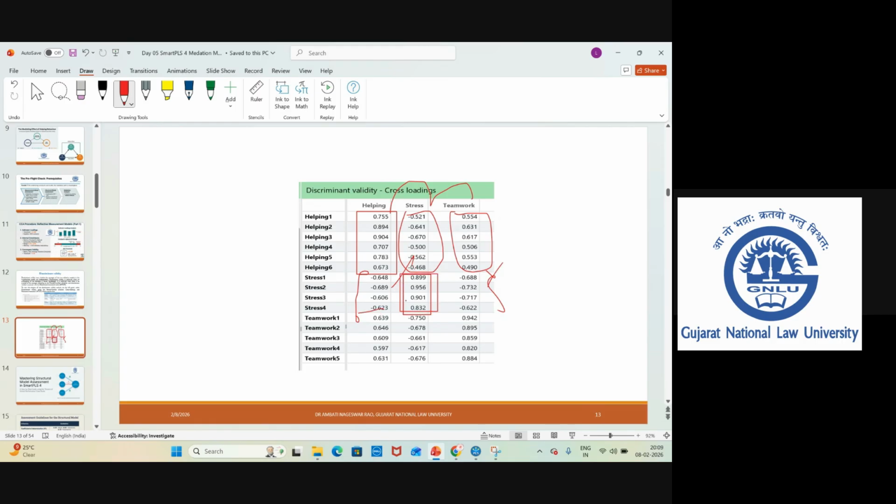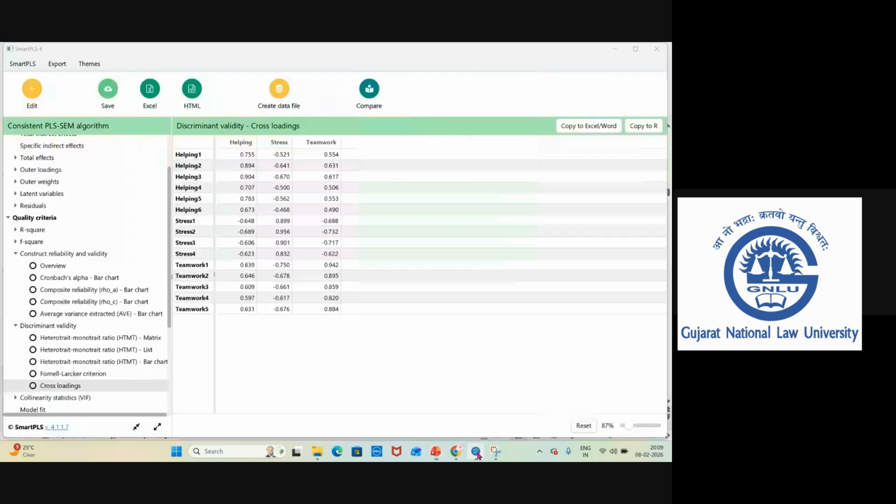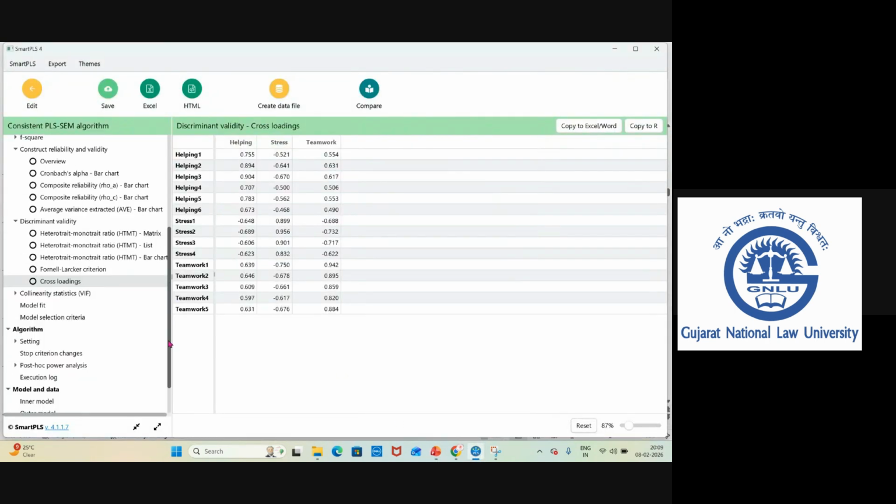These constructs are having good correlation. Second one, if I'm comparing teamwork with the rest of the two constructs, we can see that the cross-loading values of this teamwork are very high. It means for helping behavior, work stress, and teamwork, we achieve the discriminant validity for the cross-loadings as well. So all the three parameters we are able to achieve, whether it is the HTMT value, the Fornell-Larcker criteria, or cross-loadings. Next one we have collinearity statistics. As you can see, next to the discriminant validity, we have collinearity statistics.